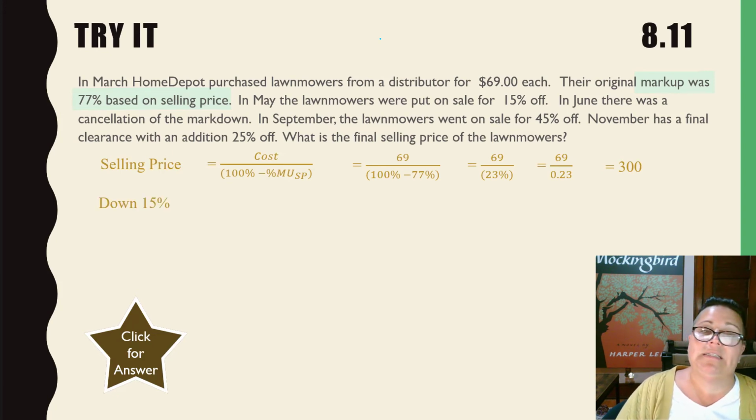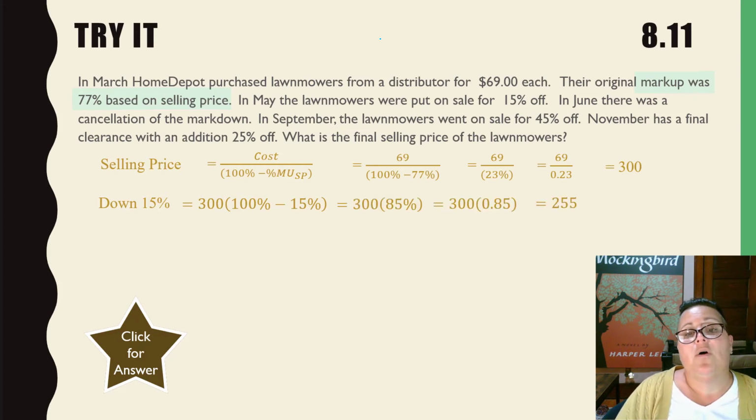In May, they're put on sale for 15% off, so we need to go down 15% from that price. So we need to take off 15%, which is 85% of $300, or $255. 300 times 0.85 is $255.